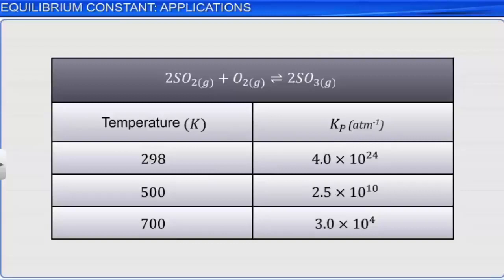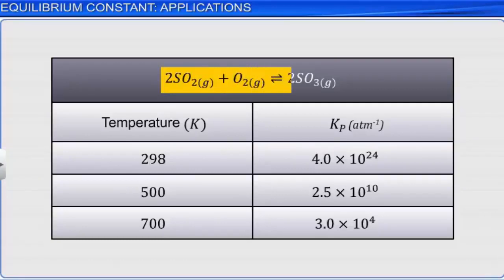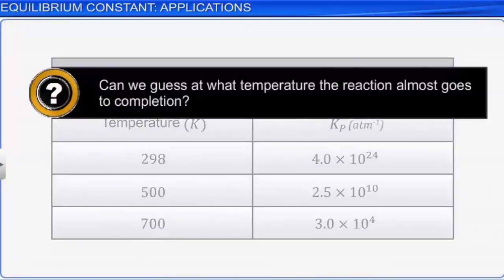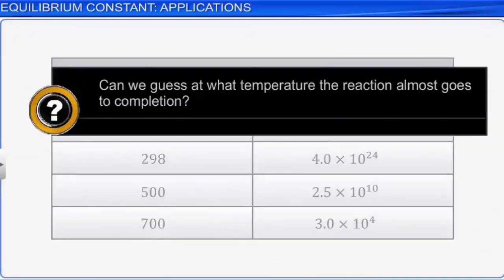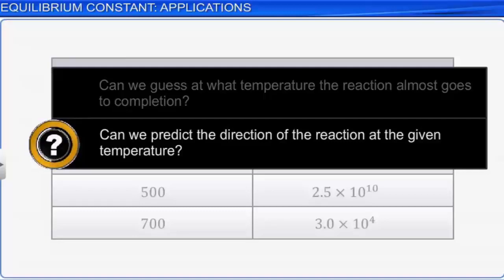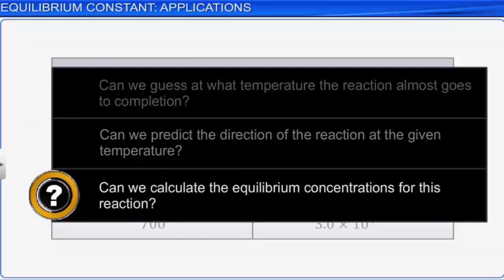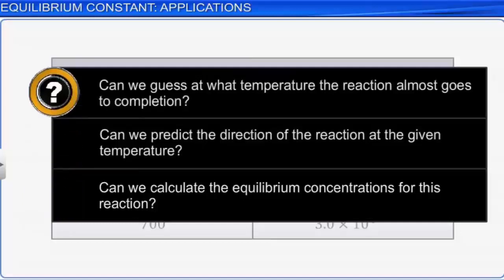Given in the table are the equilibrium constants at various temperatures for the gaseous reaction of sulfur dioxide and oxygen to form sulfur trioxide. Can we guess at what temperature the reaction almost goes to completion? Can we predict the direction of the reaction at the given temperature? Can we calculate the equilibrium concentrations for this reaction? Let us see if equilibrium constant helps us in answering these questions.